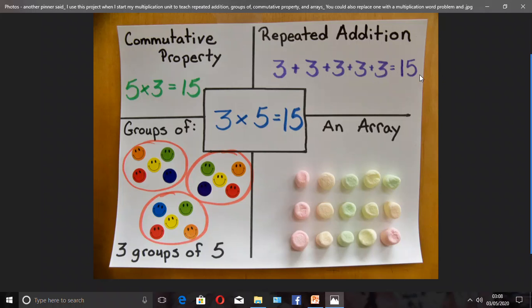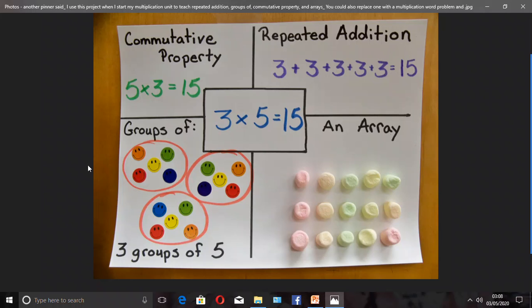Let's add it together and see if indeed our answer is 15. 3 plus 3 is 6. 6 plus 3 is 9. 9 plus 3 is 12. 12 plus 3 is 15. Okay, together let's do it one more time. 3 plus 3 is 6. 6 plus 3 is 9. 9 plus 3 is 12. 12 plus 3 is 15.